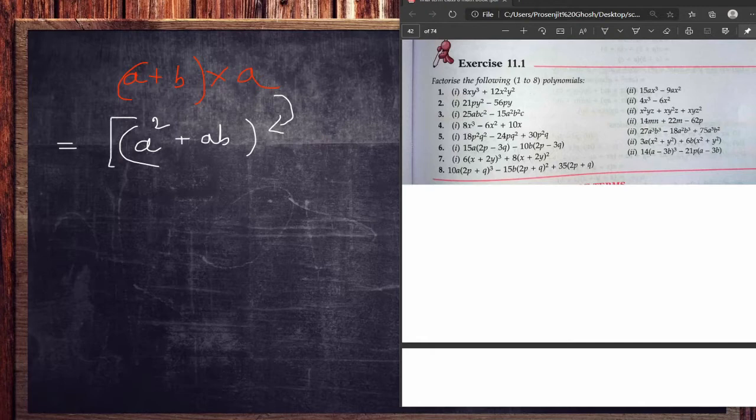Now this a square plus ab is nothing but the reverse process. Factorization is nothing but the reverse process of this. A square plus ab will be given to you, and you have to take out the most possible common factor. So what is the most possible common factor? A, as you did from the first. This time you do the reverse process, taking out the common factor.